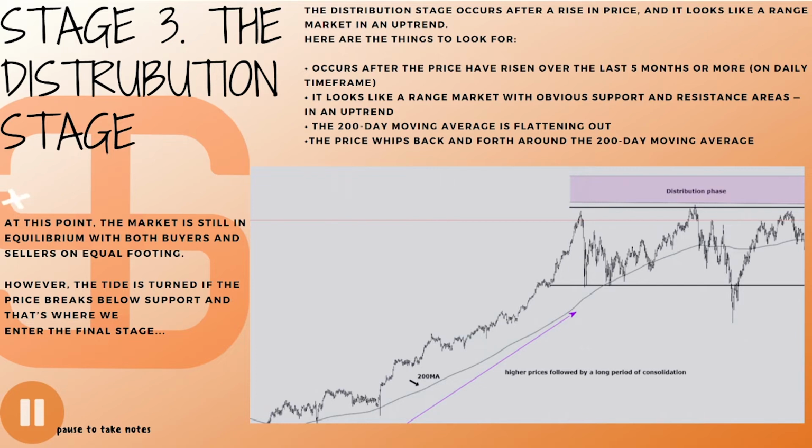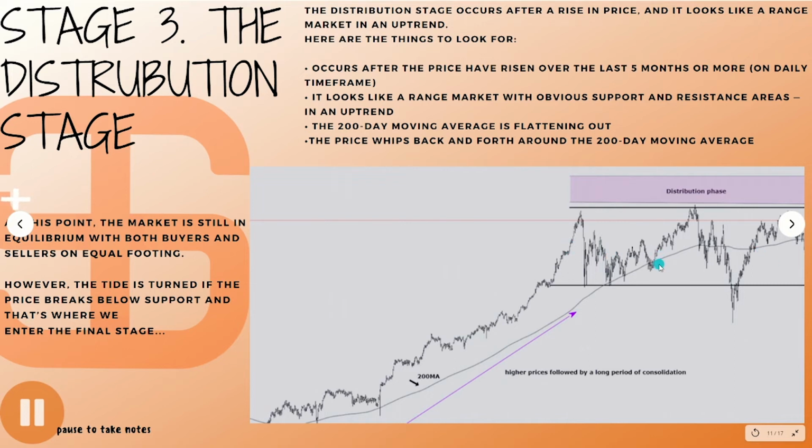The 200 moving average is flattened out. Price continually whips back and forth, as you can see right here. So this is our distribution stage. Price made its high right here, came back down. Now it made its second high, or its higher high right here, and this is the finishing move probably. Now it came back and it's just ranging, going sideways.